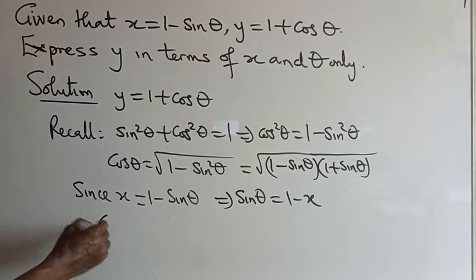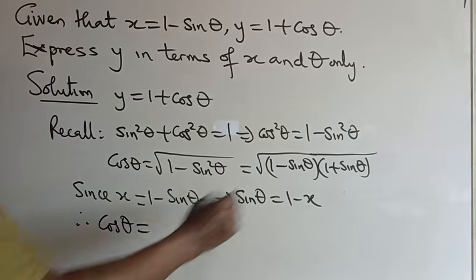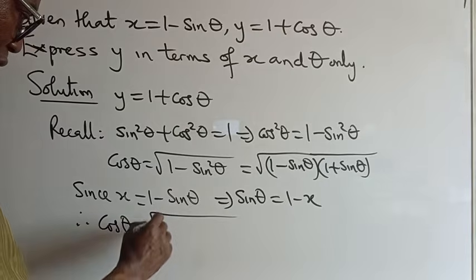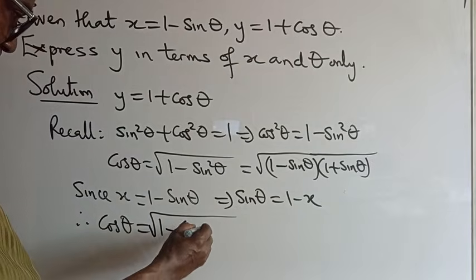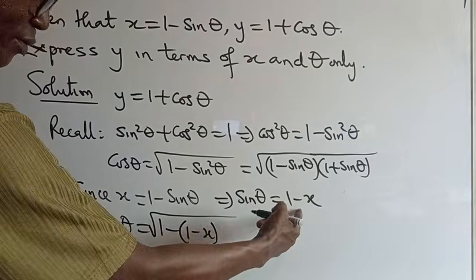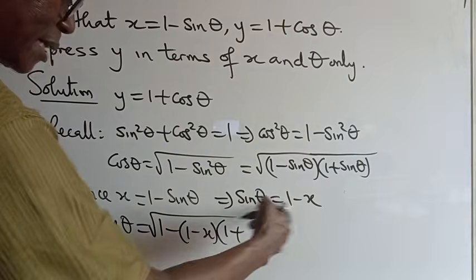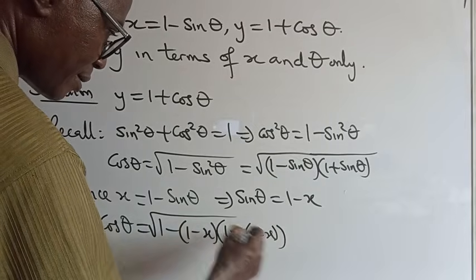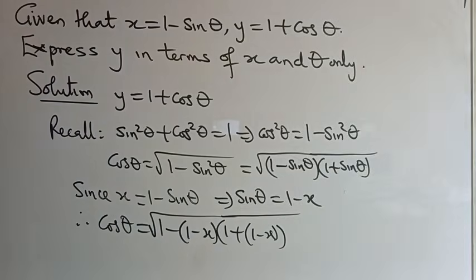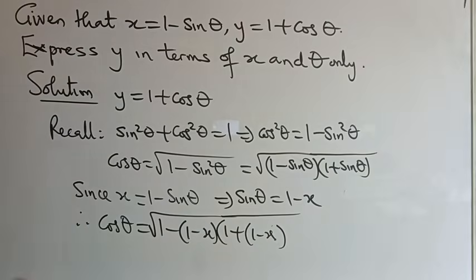Therefore, cos theta will now be the square root of 1 minus sine theta, which is 1 minus x, times 1 plus sine theta, which is 1 plus 1 minus x. Let's close the square root there. All right, so with that now, we can expand.